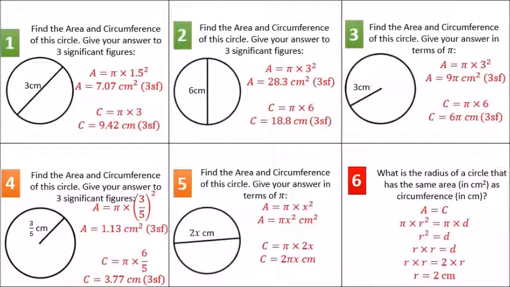The next question, question 2, you can see the diameter has doubled. And it's interesting the effect that has had on the area and the circumference compared to the first question. First, let's go through it. Pi times the radius squared. Our radius is 3 because it's half of our diameter. So we have 28.3 centimetres squared. Circumference is pi times the diameter, pi times 6, which is 18.8 centimetres.